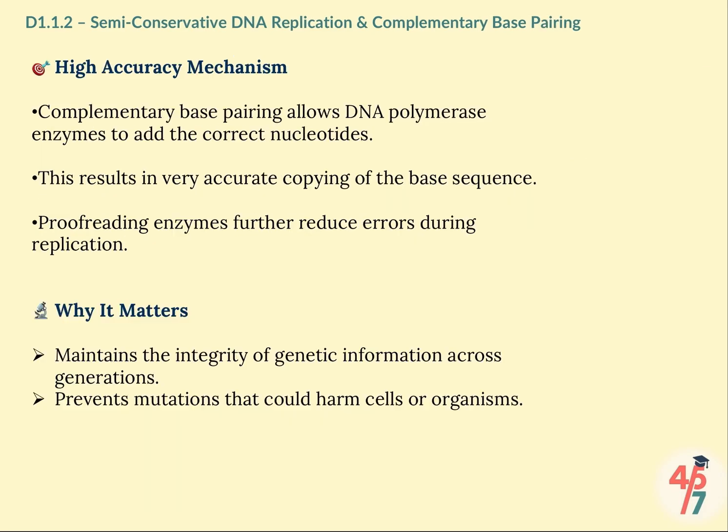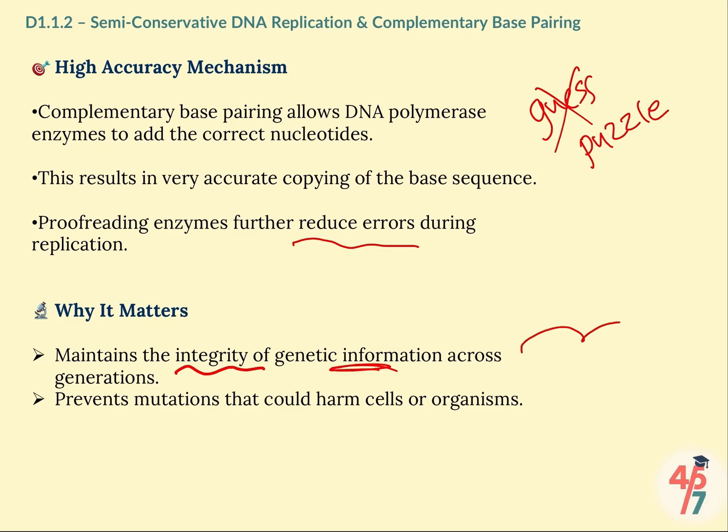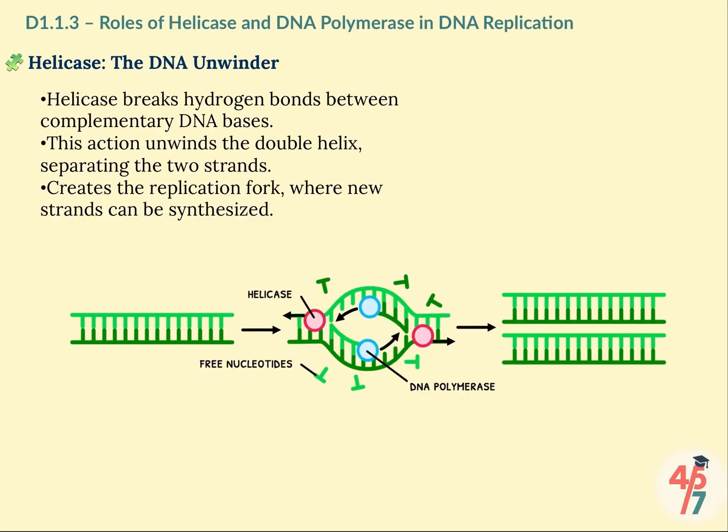The DNA polymerase here does not actually ensure accuracy by guessing. No, it actually solves a puzzle. It gives the missing pieces to the right place, reducing errors. And why does this matter? Because it maintains the integrity of our genetic information across generations and prevents any mutation that could harm cells or organisms.